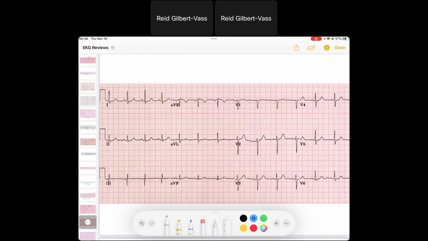So here we've got a kind of regular rhythm, and we've got narrow QRSs, we've got P waves that are up in one, they're up in AVF, so this is sinus. We've got normal PR intervals, so our AV node's doing well. We've got QRS is up in one, up in AVF, so it's a normal axis down to the left. We've got normal duration of the QRS, we've got normal QT intervals, and so this is just a normal sinus rhythm.